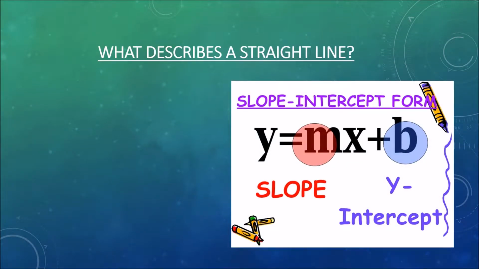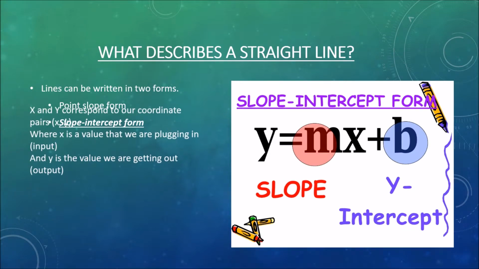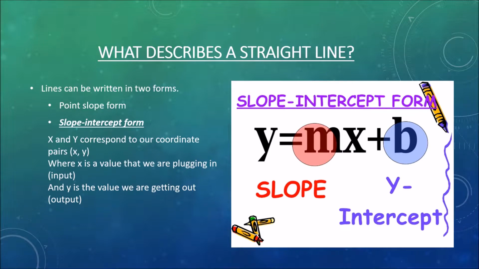Knowing what slope and intercept are, we can come up with an equation that will describe what a straight line looks like. Lines can be written in two forms. The first is point-slope form, which we'll be looking at later on, and the second is slope-intercept form, which is on this picture here. The x and the y in the equation correspond to our coordinate pairs x comma y on a graph. X is going to be the input value that we're plugging into the equation, and y is going to be the value that we're getting out. M is going to correspond to our slope, which is our rise over run, and B is going to correspond to our y-intercept, which is that spot on the graph that goes through the y-axis.